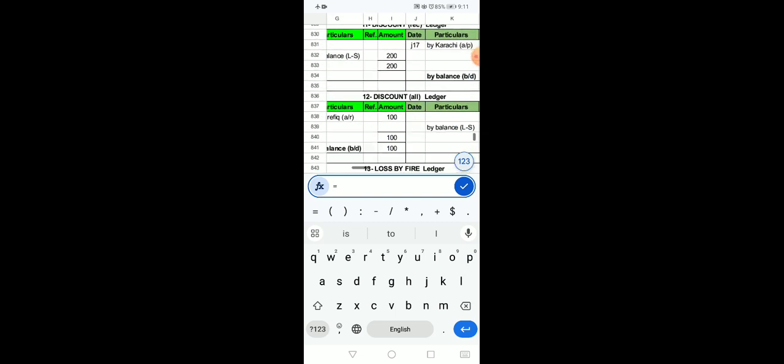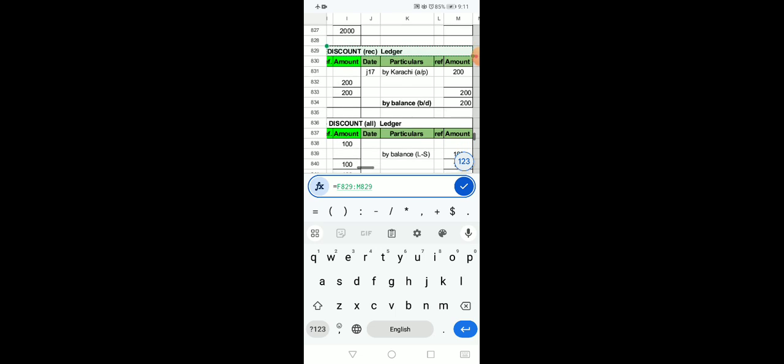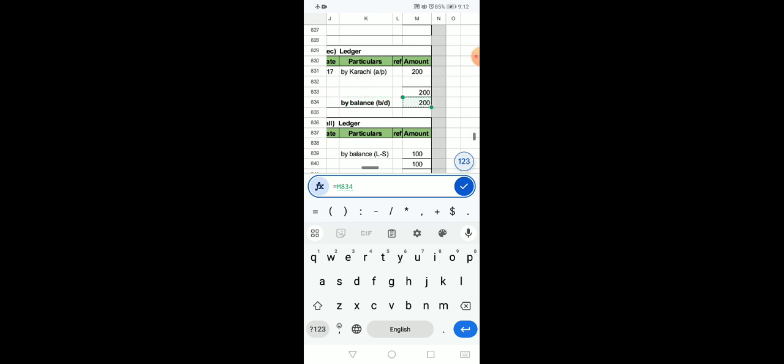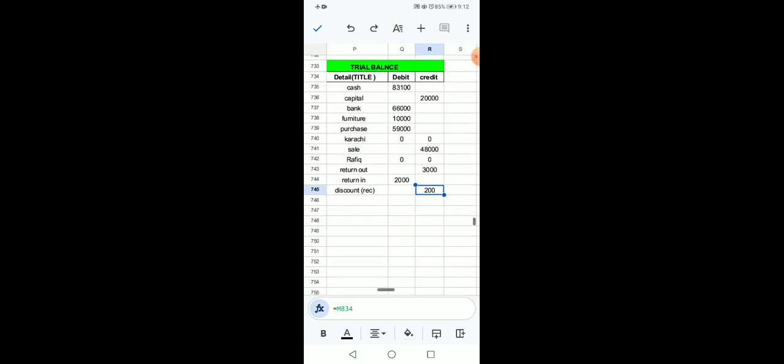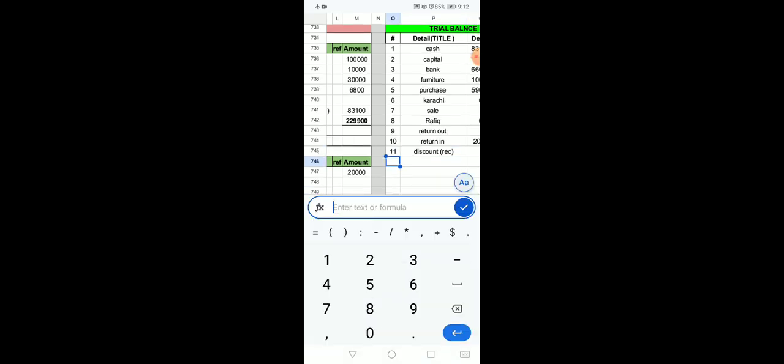So ledger number 11, it is discount received. See where its balance is. You have got your balance brought down on which side? Credit side, and balance is 200. So what you will do, you will go to the credit side of the trial balance and will write 200 on credit side. Chosen credit side, 200 in front of discount. Ledger number 11 is completed.